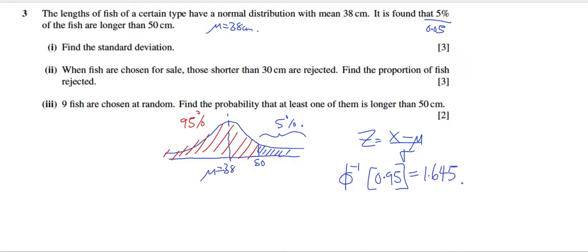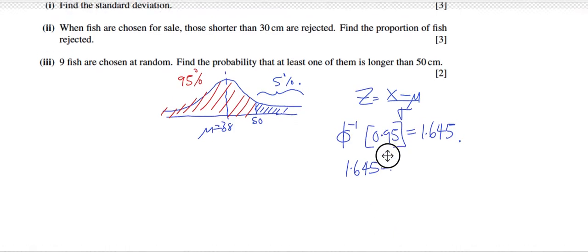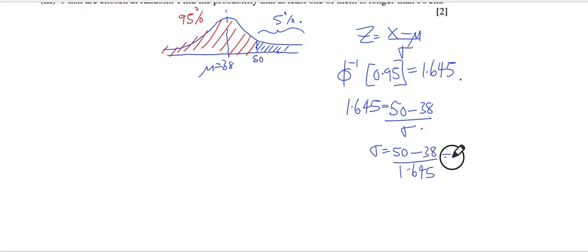So now I can sub my z-score here, which is 1.645, and this equals the x value, the measurement of the fish. It was 50 cm. So 50 minus your mu, which is 38, divided by the standard deviation, which is what I want to find. So standard deviation equals 50 minus 38 divided by 1.645, and the answer that I have here is 7.2923 (5 s.f.).